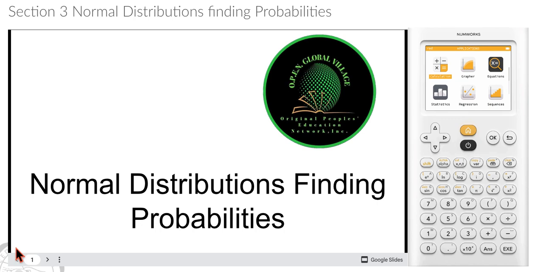Welcome to normal distributions, where we're going to be given the probabilities and we need to find either the z-score or the data value that fits with that particular probability. Again, on the TI-84 calculator, this is what we would use the inverse normal distribution feature for. However, we're going to use the NumWorks, which you're going to see is very similar to how we found the probabilities when we were given the measurements.